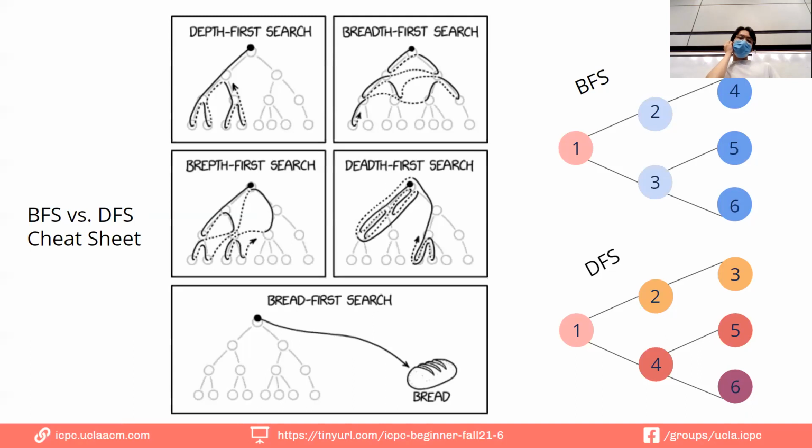So this is the cheat sheet for that. In depth first search, we go down the graph. In breadth first search, we go across. You can see that if we start at the very top node, it goes horizontally across.